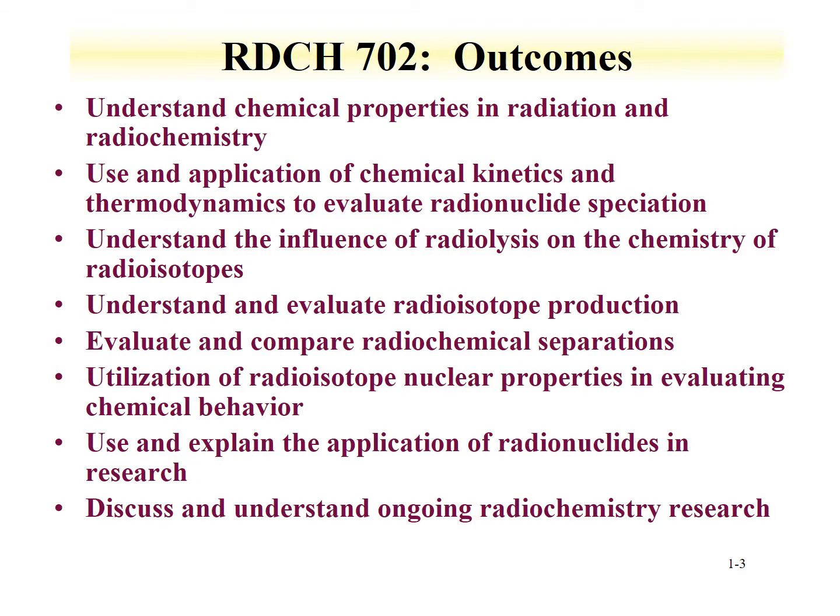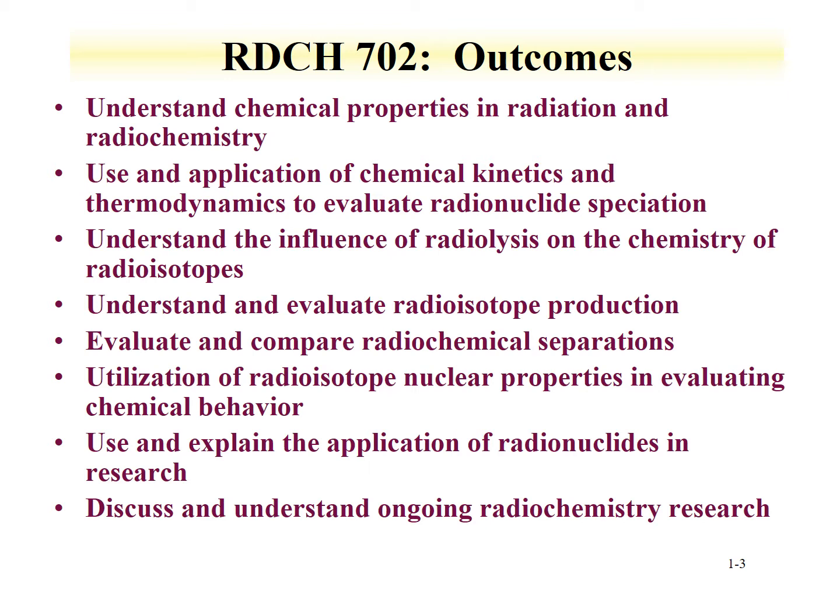The outcomes for the course are shown here. One is to understand chemical properties in radiation and radiochemistry. In this case, the chemical properties, how they change in terms of radioactive decay, but also chemical properties of certain elements which are themselves radioactive, particularly the actinides or technetium. Use and application of chemical kinetics and thermodynamics to evaluate radionuclide speciation is covered. Speciation, the chemical form, and how that chemical form changes with time for radioactive elements, is a key component to understanding their behavior. The influence of radiolysis on the chemistry of radioisotopes is also important to evaluate and assess.